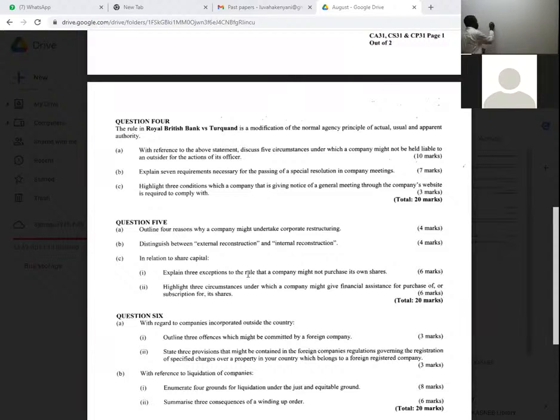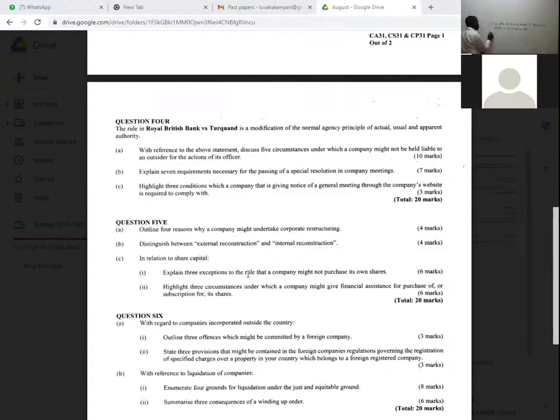So the first one, maybe you can write. You can say the notice should be of at least 21 days as per the requirements of the Companies Act, as per the statutes or the Companies Act.